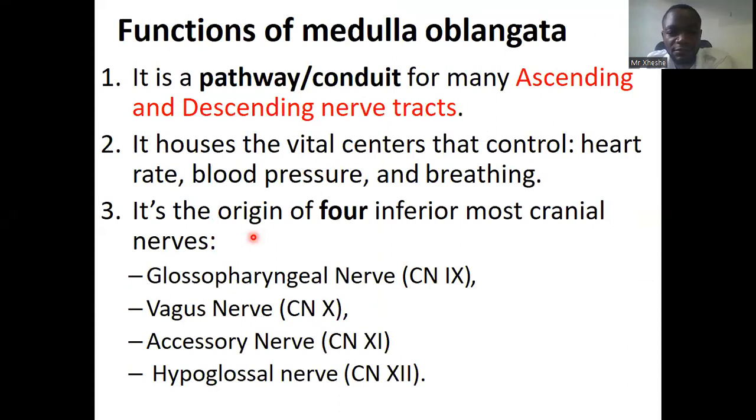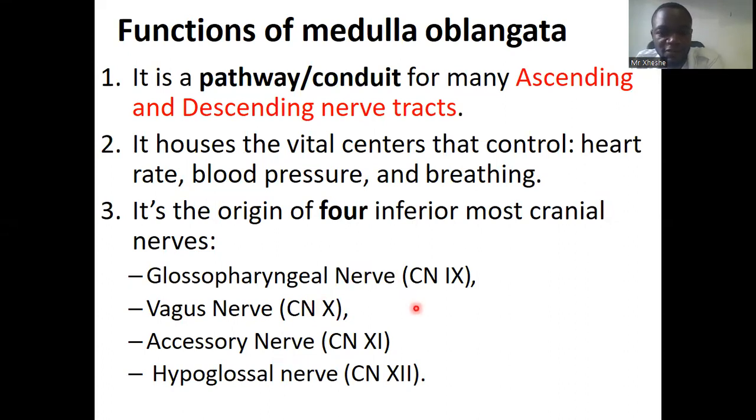Function of the medulla oblongata. It's a pathway or conduit for ascending and descending nerves. So descending nerves are motor. They are coming from the brain and going to the spinal cord. Ascending nerves are sensory. They're coming from the spinal cord going to the brain. Apart from that, it has various other vital centers, centers for heart rate, blood pressure, and breathing.